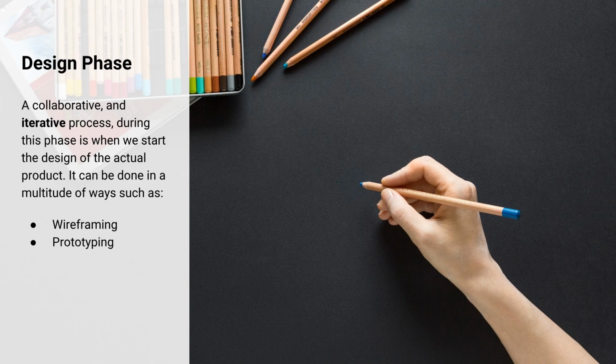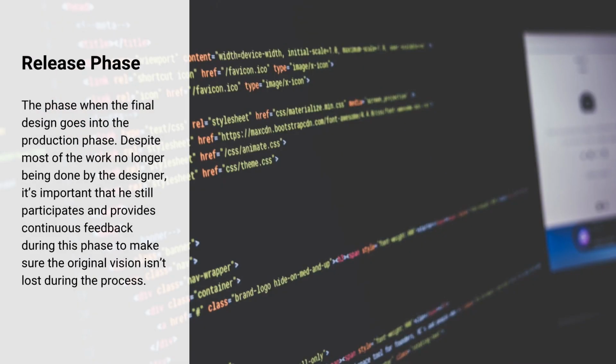And we say it's iterative because here's a step where the designer definitely needs to go back to the feedback they got from the analysis phase and verify that the personas and scenarios aren't getting lost in the transition. That also applies to the release phase, because the release phase is when the actual design goes into production. Albeit this means that the design will be coded now, so there's nothing more to do for the designer, it's important that he still participates and provides continuous feedback during this phase to make sure the original vision isn't lost during the process.